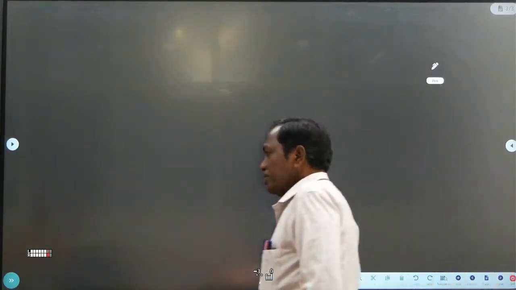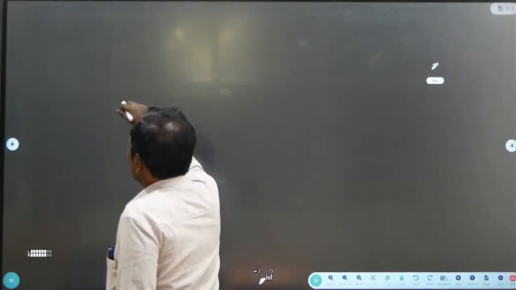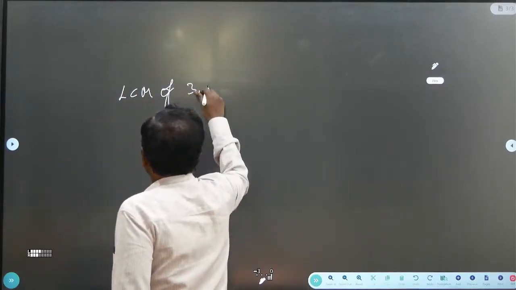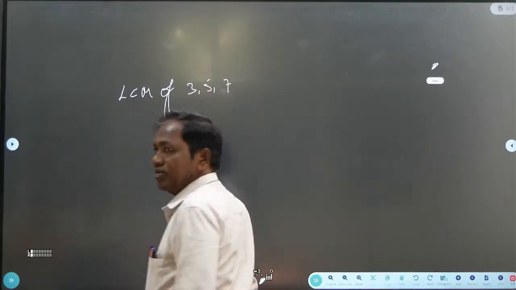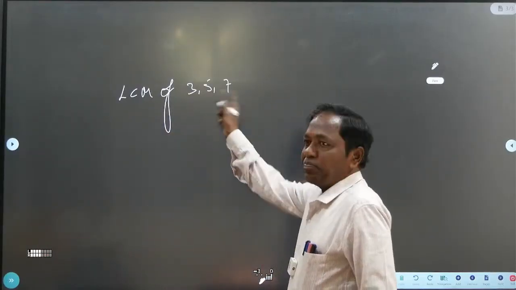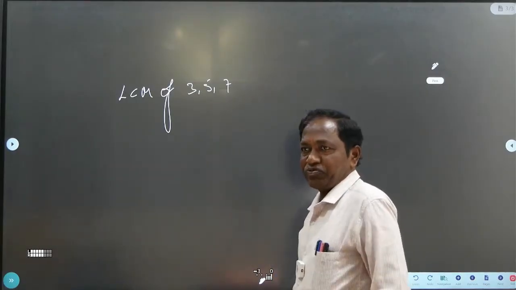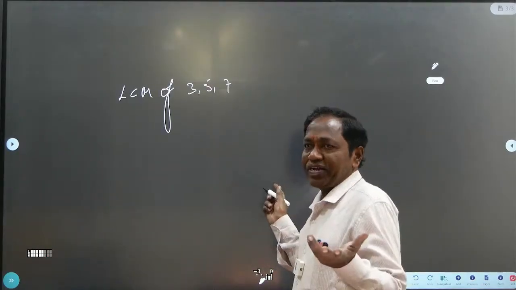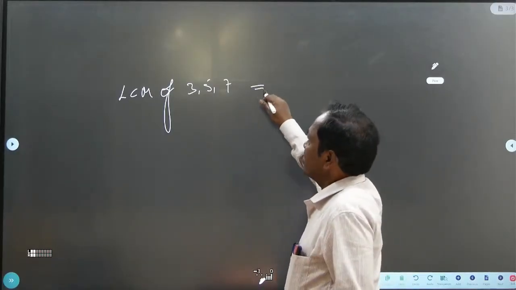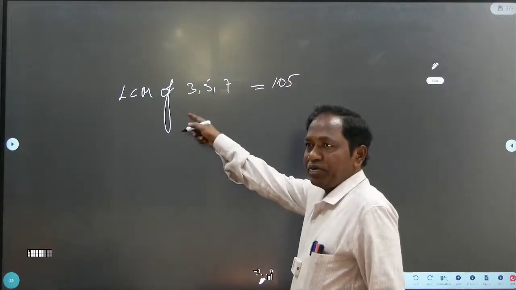Now, LCM of 3, 5 and 7. What's the LCM of 3, 5, 7? No number is a multiple of another number. All three are primes to each other. Then you can straight away multiply: 3 into 5 into 7. 3 into 5 into 7 is what? 105.